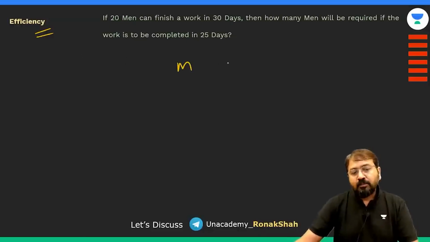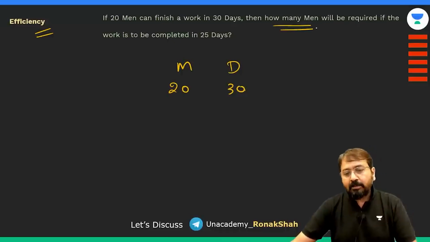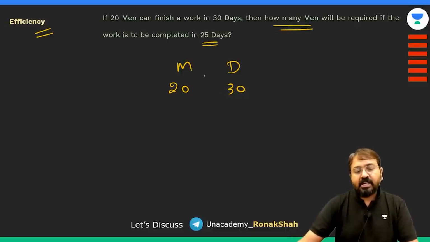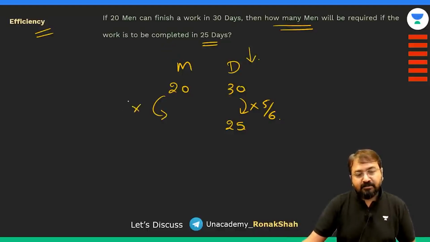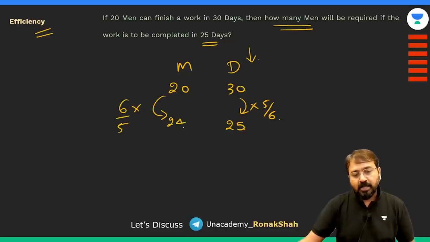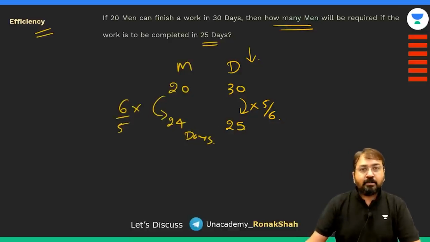For example, we know that 20 men can complete a piece of work in 30 days. So how many men will be required if the work is to be completed in 25 days? Our days has become 25, which is 5 by 6 times of the previous time. So you know that these are inversely proportional. If days goes down, then men has to go up. So it will take 6 by 5 times the previous men. So this will come out to be 24 men. I really hope all of you have understood this part. Right, now let's go ahead and solve some questions.